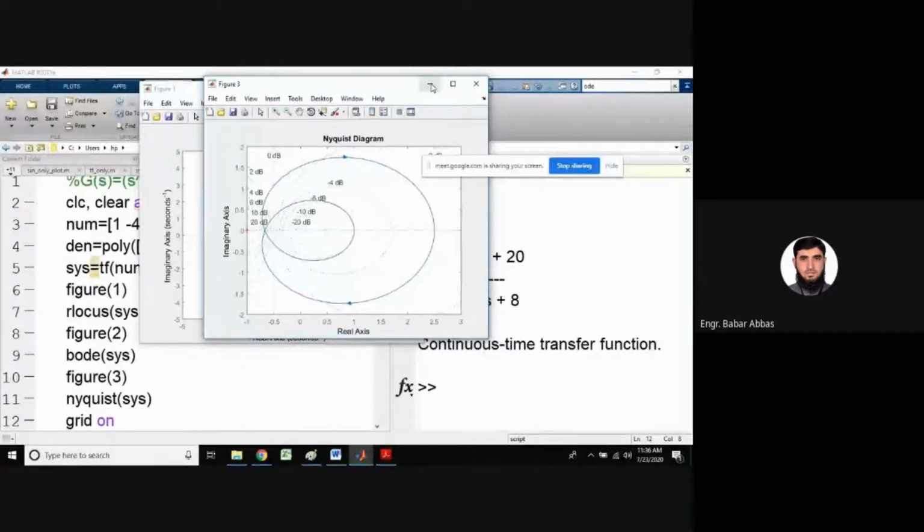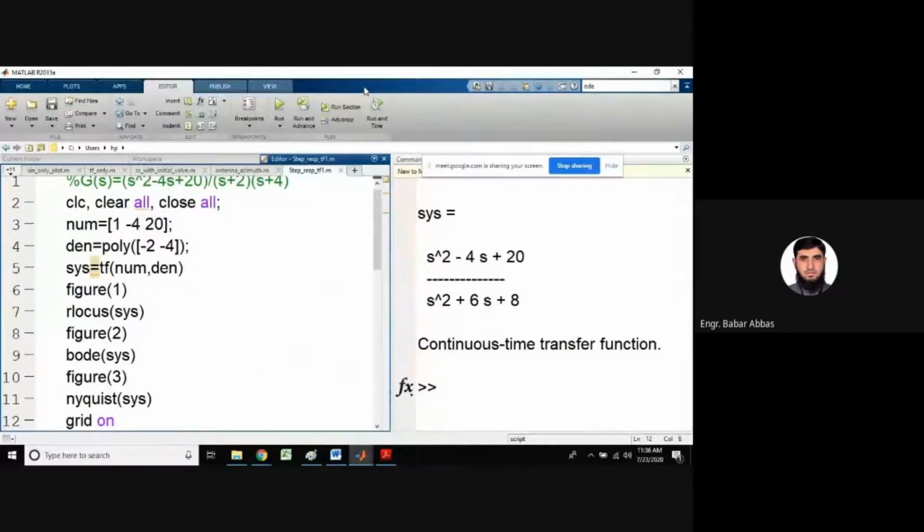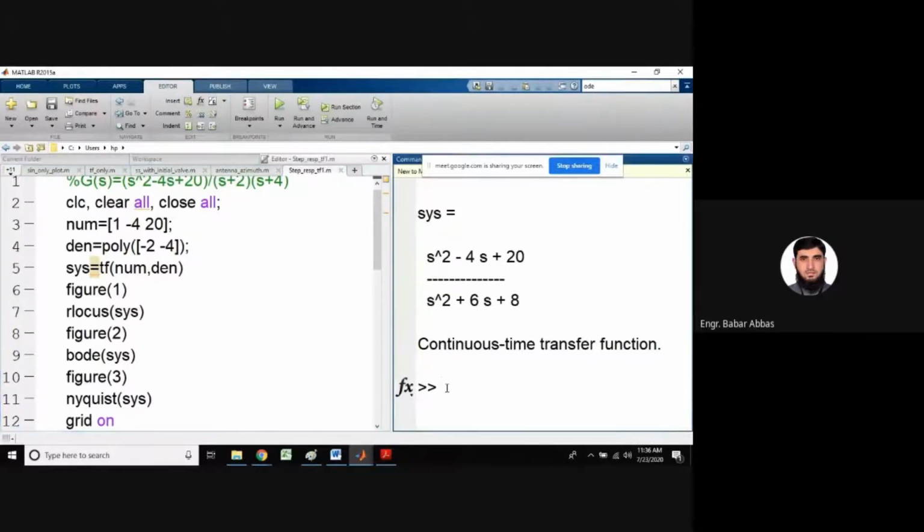So this is how you can easily plot the root locus. You might have the Bode plot, the Nyquist plot, and some other plots as well, if you know the transfer function. And that can be very easy in MATLAB. You just write the command in one line, that will be sys equals tf, followed by parentheses. Inside the parentheses, you might write the numerator coefficients directly, for example 1, minus 4, 20.